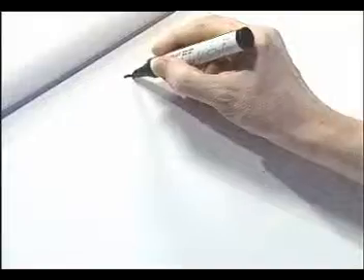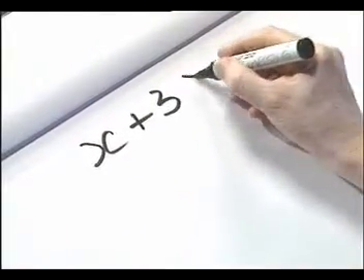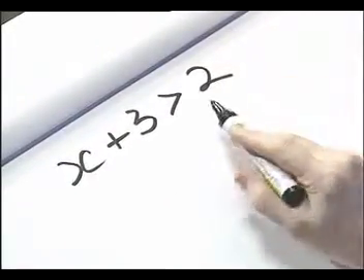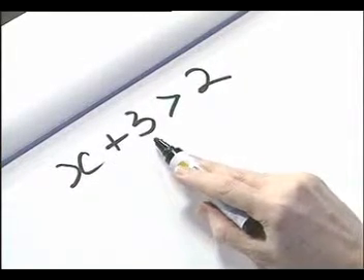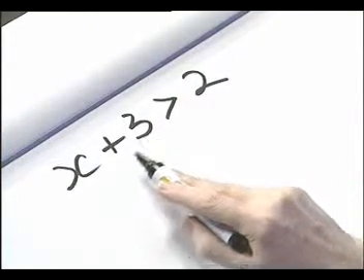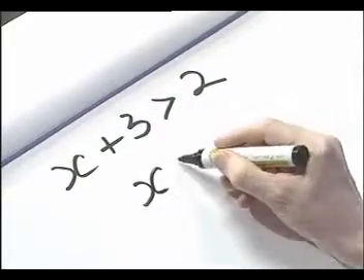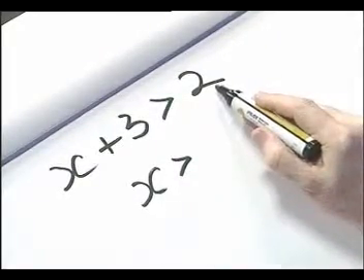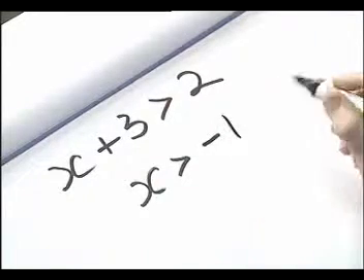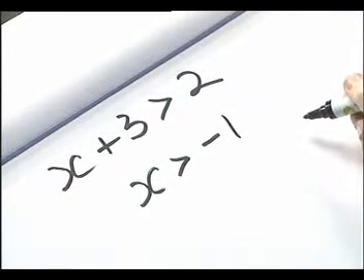I'll start with a very simple inequality. x plus 3 is greater than 2. To solve this, we simply need to subtract 3 from both sides. If we subtract 3 from the left-hand side, we're left with x. If we subtract 3 from the right-hand side, we're left with minus 1. And that is the solution to the inequality.